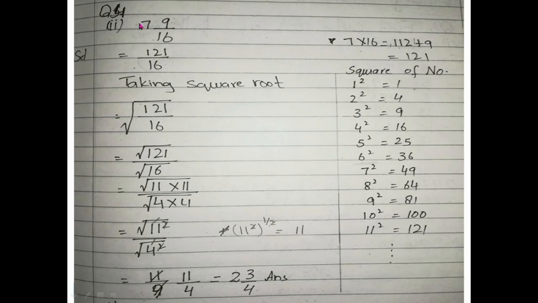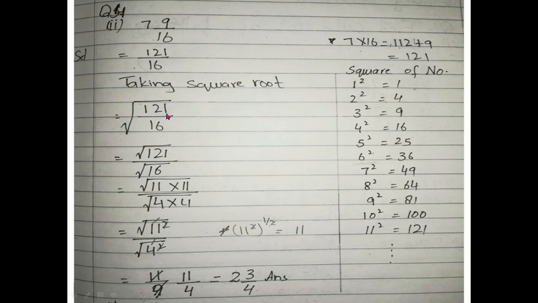7 9/16 is a mixed fraction. First of all, we have to convert it into the simple fraction. So how to do it? We multiply 7 with 16 and add 9 to the answer. So 7 multiplied by 16, we get 112, and then we add 9 to it. So we get 121. This answer we write in the numerator, and the denominator will be the same as it is in the mixed fraction. So we get 121/16 as the simple fraction.